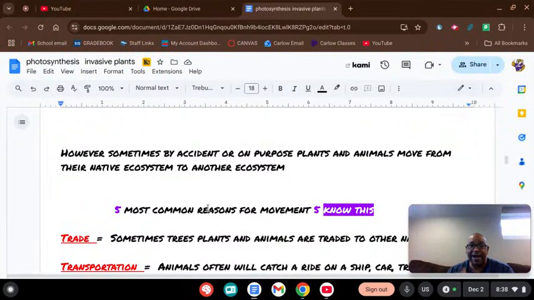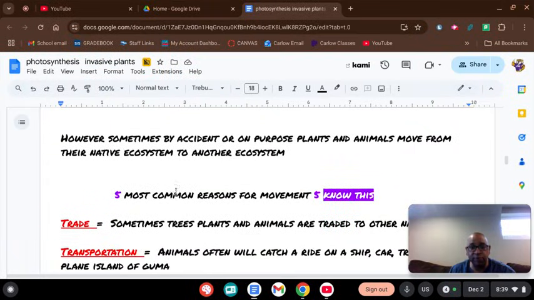Okay, sometimes by accident or on purpose, plants and animals move from their native ecosystem to another ecosystem. There are 5 ways. 1, 2, 3, 4, 5, not 6 and not 7, but 5. Here are the 5 common ways that they move.